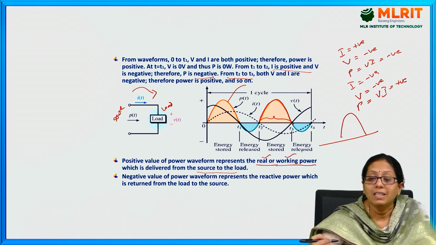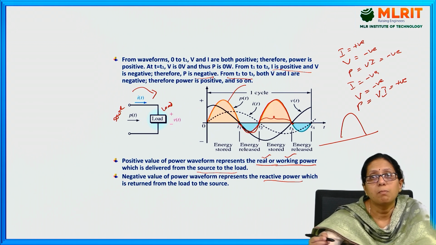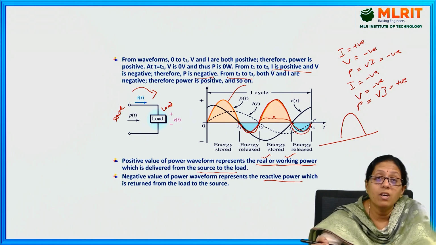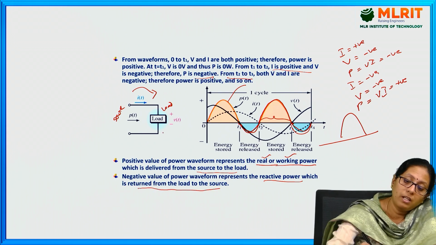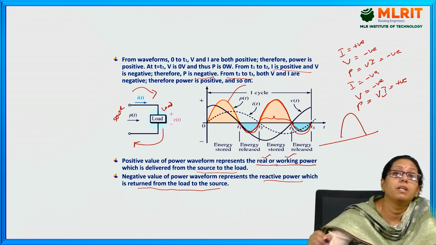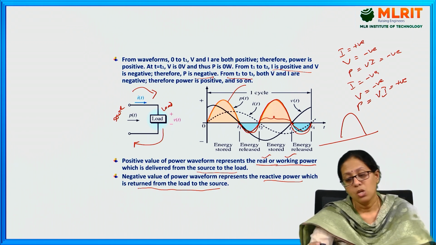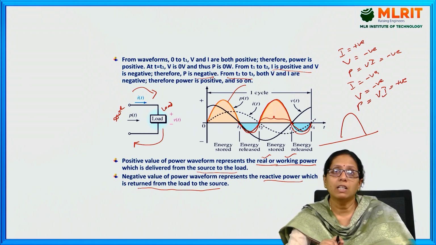The negative value of power represents the reactive power. The negative power, this part, represents the reactive power. That means the power which is returned from the load to the source. That power which is being returned from load to source is nothing but your reactive power. So in this picture you can see the active power as well as reactive power.